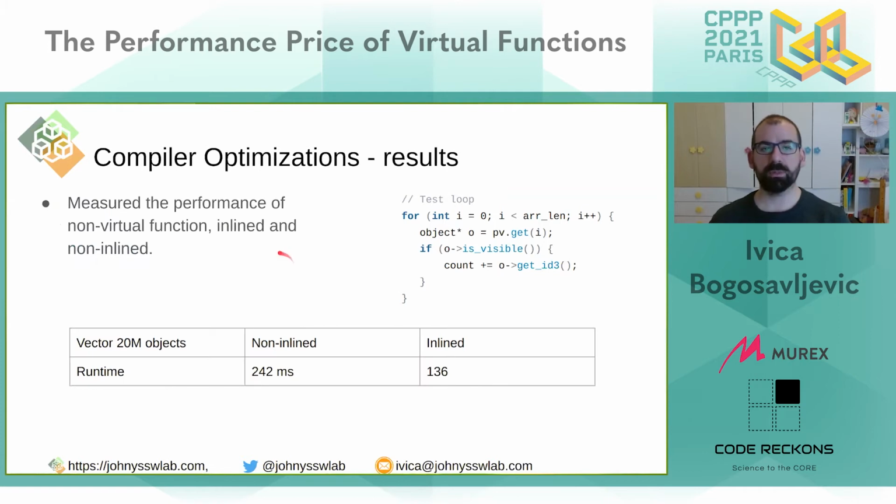Okay, so we measure the performance of non-virtual functions. We don't measure virtual functions. We are measuring non-virtual functions when they're inlined and when they're not inlined. If we have a vector of 30 million objects, the inlined version takes 136 milliseconds, and the non-inlined version takes almost 2 times as long, 242 milliseconds.